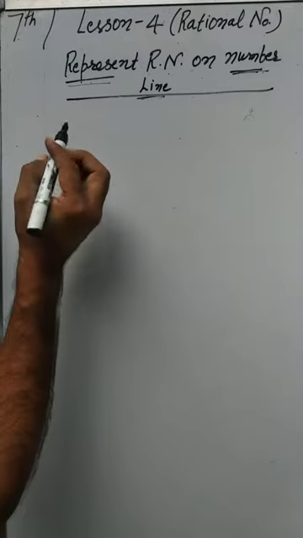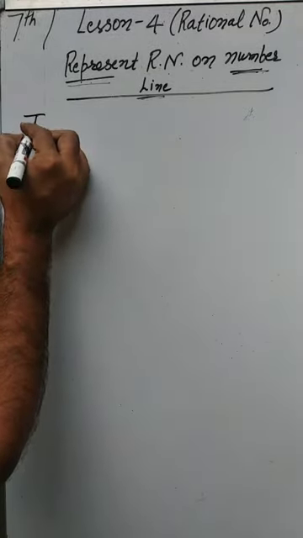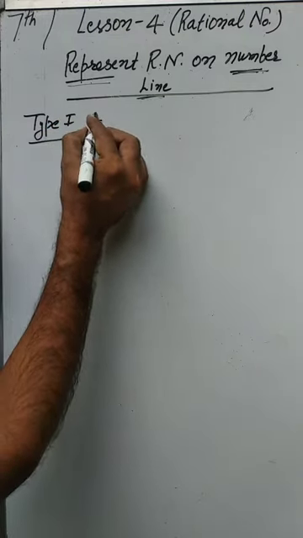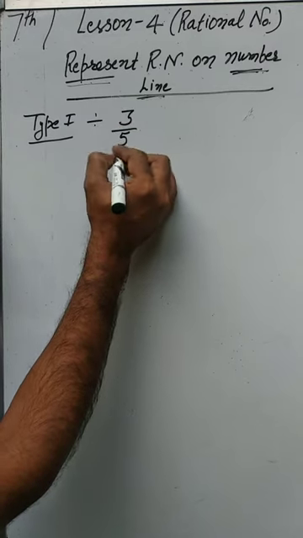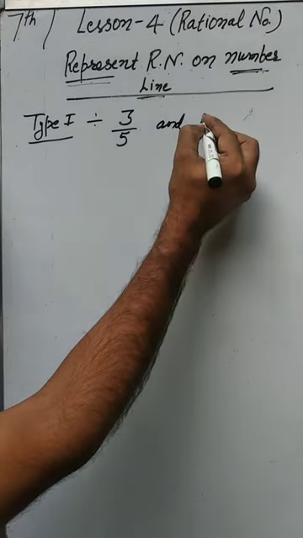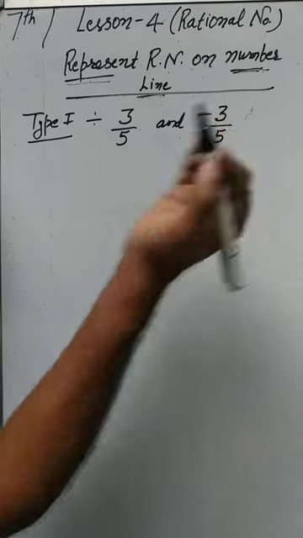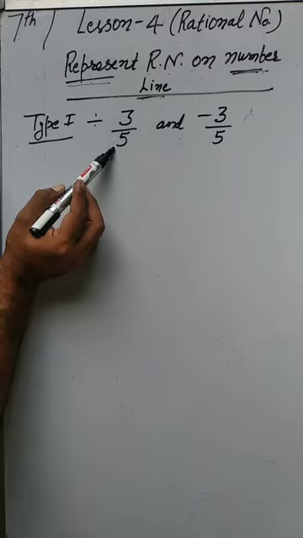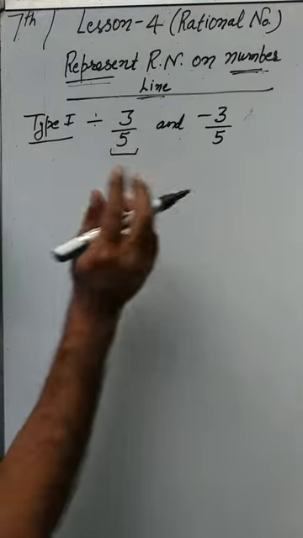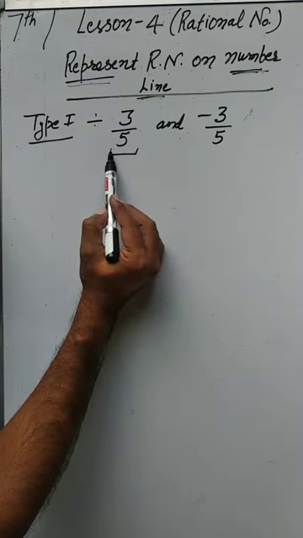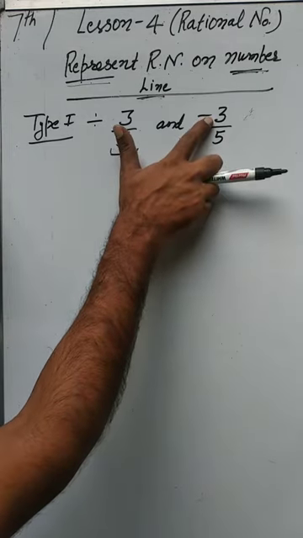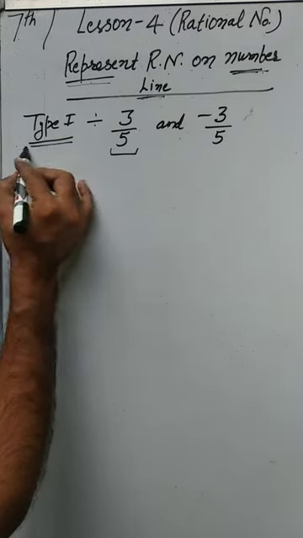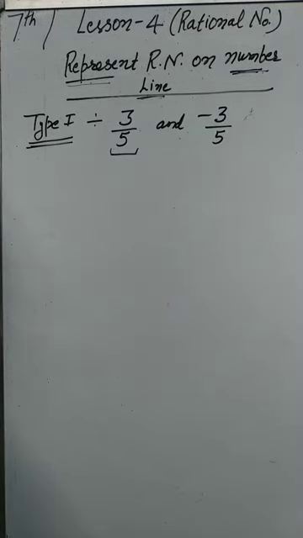Beta, there are two types of sum. First, rational numbers like 3/5 and -3/5, in which the numerator is smaller than the denominator. Positive one means positive rational number, and negative rational number. Clear beta? How to represent these types of rational number on the number line?